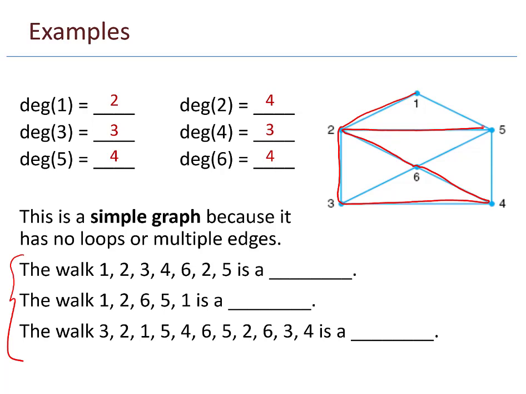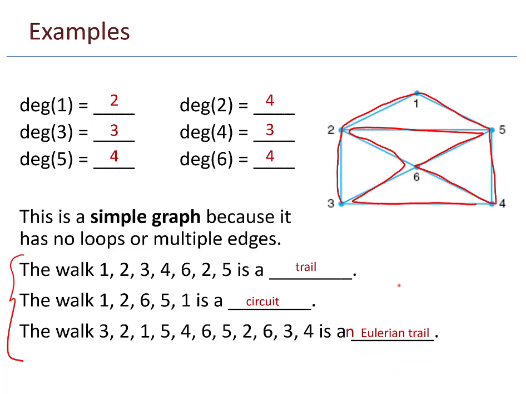All right, so that looks like a trail. It's okay that I repeated a vertex, that's fine. I just can't repeat any edges. How about the second one, the walk 1, 2, 6, 5, 1. That looks like a nice circuit. And this last one, 3, 2, 1, 5, 4, 6, 5, 2, 6, 3, 4. That looks like an Eulerian trail. So it's a trail because it began and ended at different points.